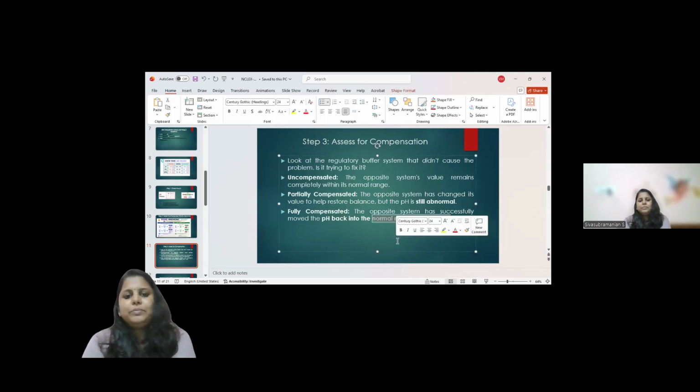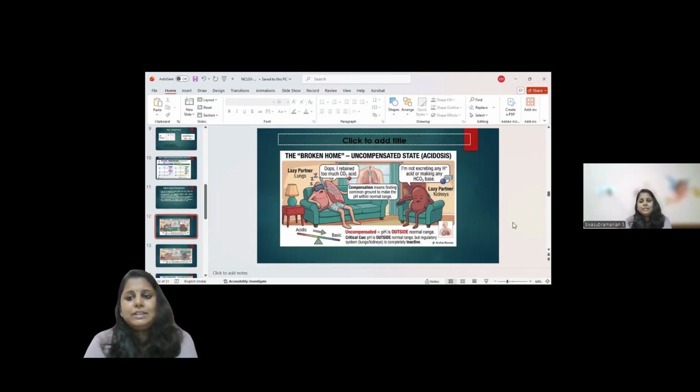The third step is to assess for compensation. We have to look into the compensation status, whether it is fully compensated, partially compensated, or uncompensated. Let's see them one by one. To remember it easily, take this example: the broken home. The uncompensated state is mainly the acidosis.